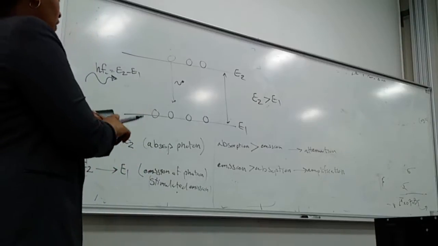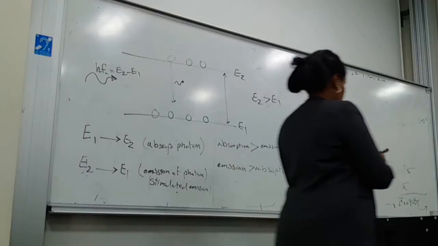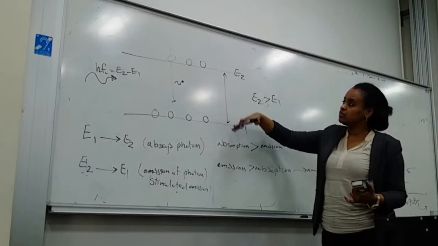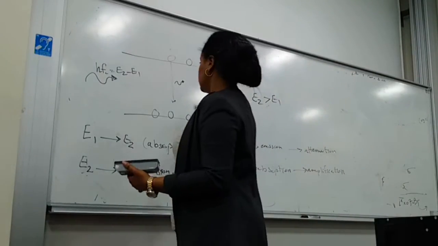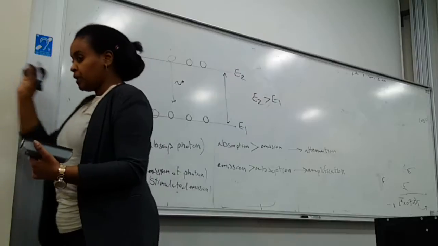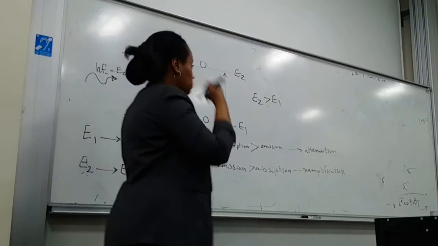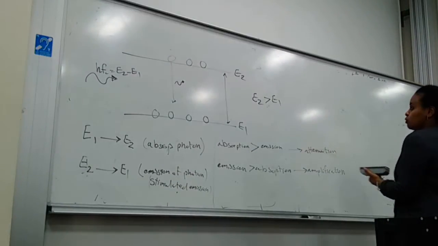Okay, quantum physics tells us that the transmission rate between E2 to E1 per atom is equal to the transmission rate between E1 to E2 per atom. What does that mean?